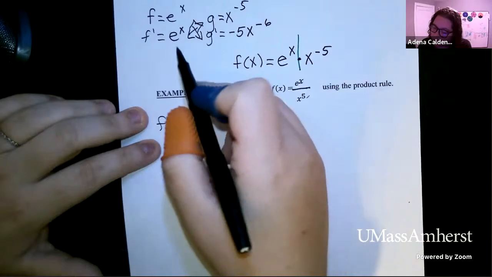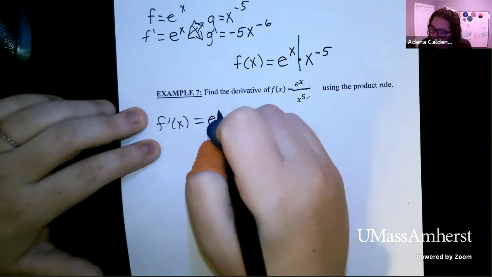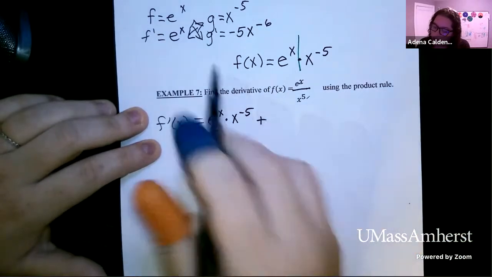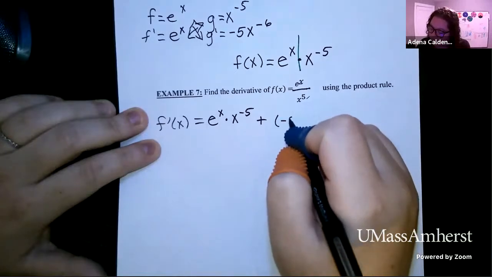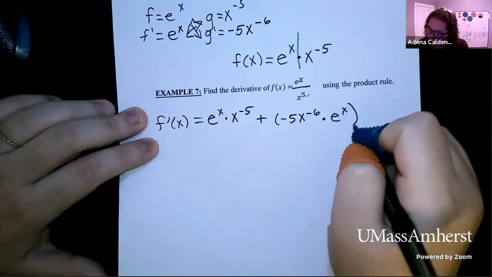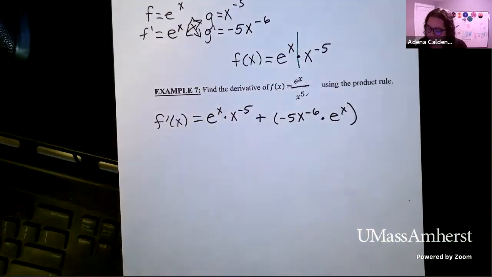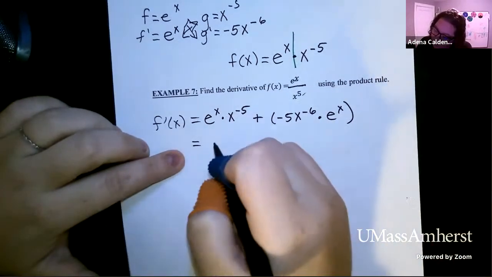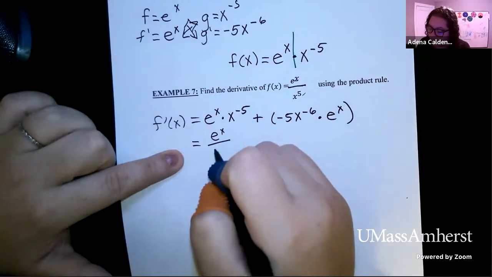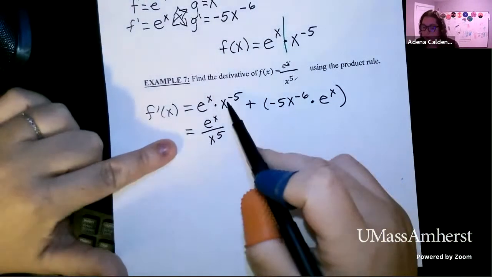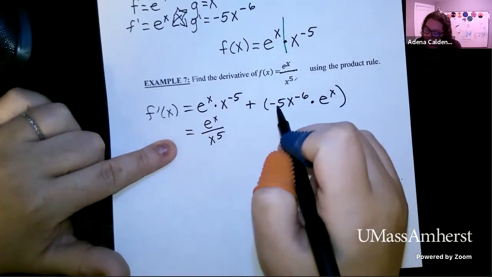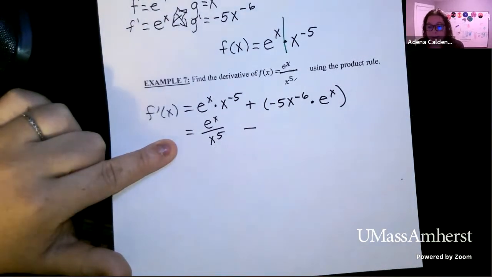So our derivative here, f prime times g, we have e to the x times x to the negative 5 plus g prime times f. So negative 5 x to the negative 6 times e to the x. How might we rewrite this, right? So we could put this back down below. So e to the x over x to the 5th, right? So we can bring it back down by putting the power back to positive. Now here I have plus a negative, so I can make that minus.